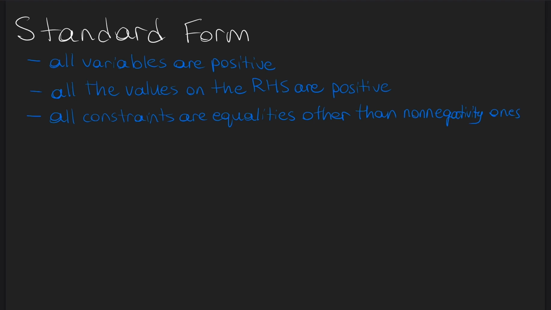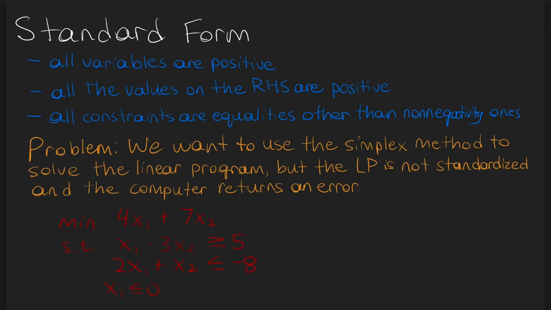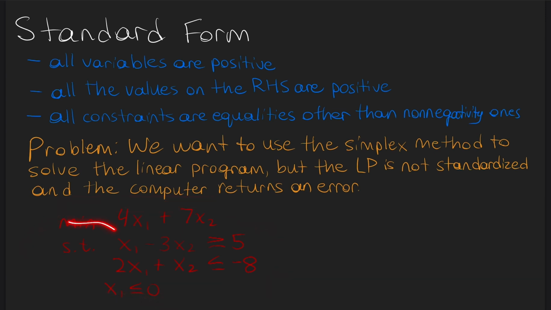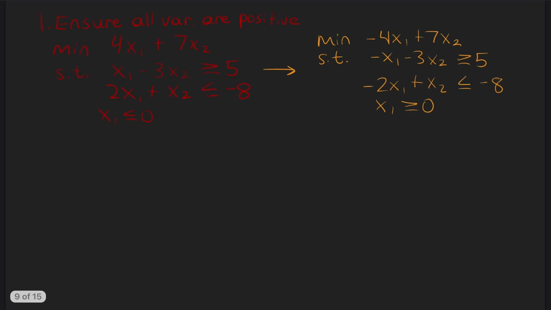Okay, now that I've gone over the rules, let's see if we can perform standardization on a linear program. Okay, let's look at our problem. We want to use the simplex method to solve the linear program, but the linear program is not standardized, so the computer will not accept it and it returns an error because it cannot perform the simplex method. Okay, so we have our mathematical model right here. It's a minimization function, and we have some constraints right here, and x1 is negative. So let's perform step one.